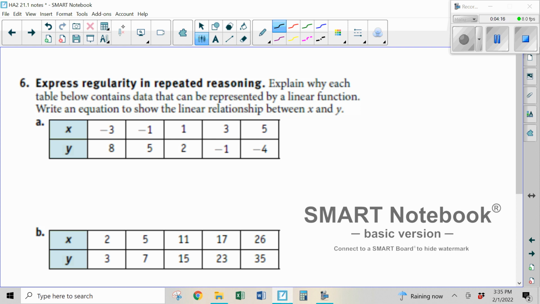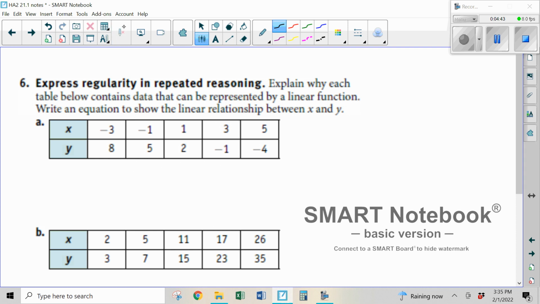So let's see if there's a constant rate of change in this first one. If it is, that makes it linear. And if it is linear, we of course can write an equation for that. So to determine if it's linear, we want to know if it has a constant rate of change. I mentioned this is going up by 2, up by 2, up by 2, up by 2. So this should be doing the same thing in the y direction. This is going down by 3, down by 3, down by 3, down by 3.